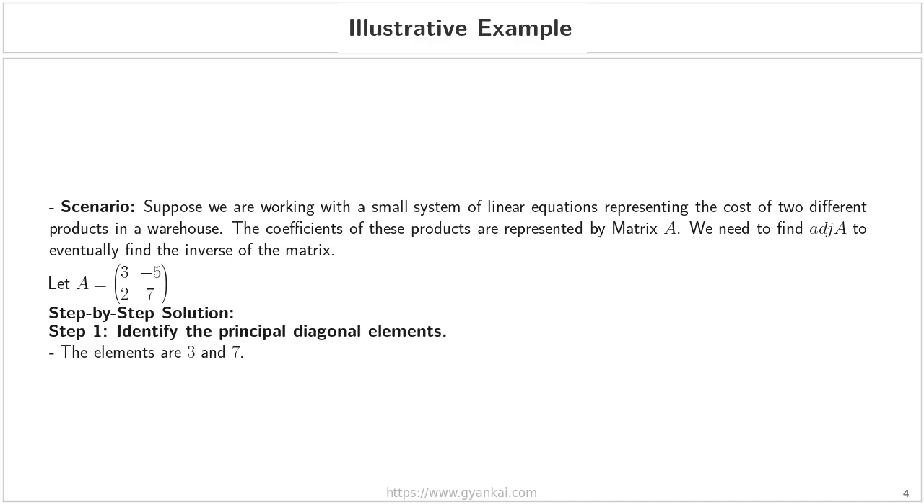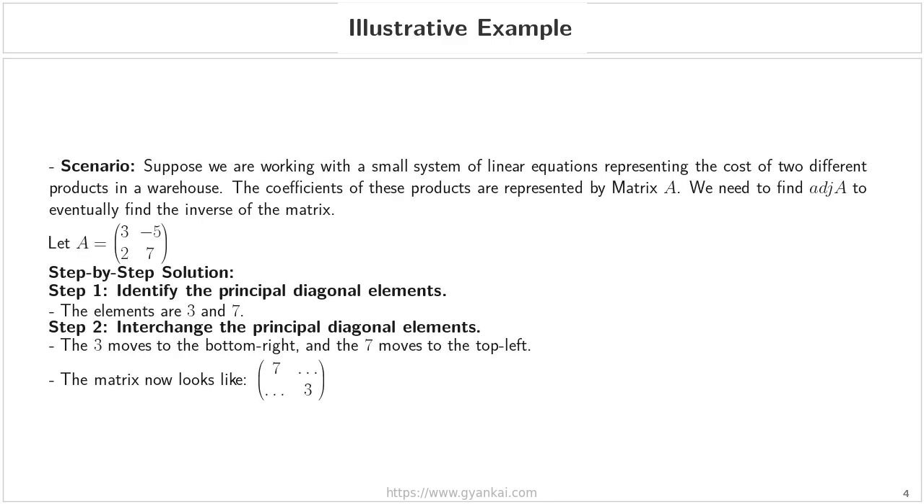Step 1. First, we identify the principal diagonal elements. These are the numbers running from the top left to the bottom right. In this case, our elements are 3 and 7. Step 2. Now we perform the swap. We interchange these principal diagonal elements. So, the 3 moves from the top left to the bottom right, and the 7 moves from the bottom right to the top left. At this stage, our matrix looks like this.